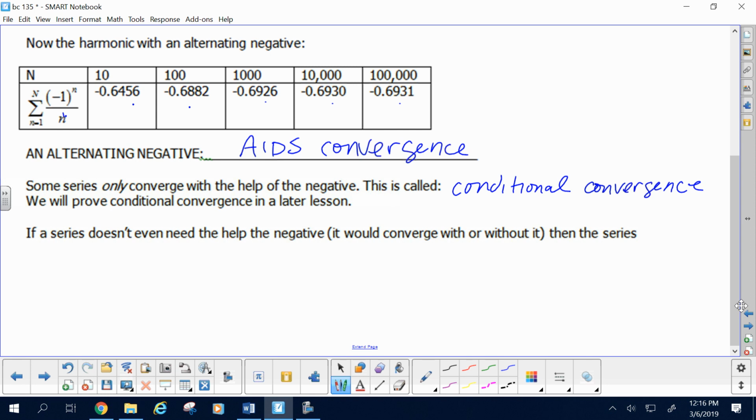Now, we'll prove conditional convergence in a later lesson. I think it's that 138. It's really easy to prove, by the way. If a series doesn't even need the help of the negative, it would converge with or without it, then the series converges absolutely.